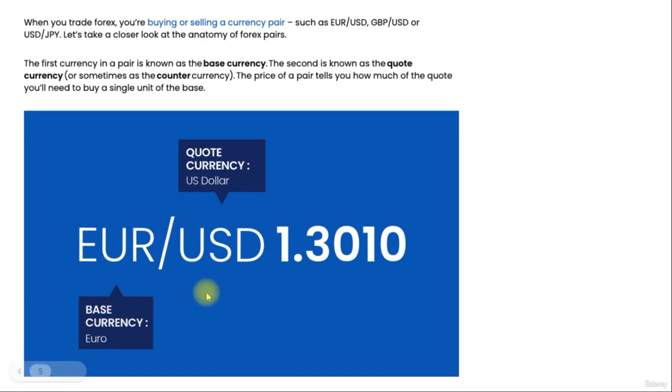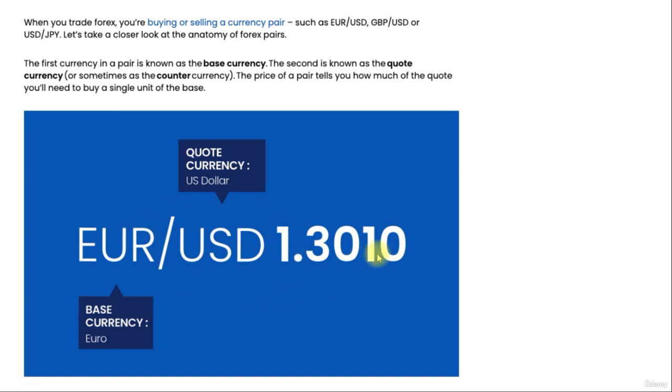Now let's take a closer look at the anatomy of a forex pair. The first currency of this pair is known as the base currency, and the second is known as the quote currency, sometimes also the counter currency. The price of a pair tells you how much of the quote currency you will need to buy a single unit of the base currency. Let's say for a pair of EUR/USD, EUR is your base currency and USD is the quote currency, and the price of this pair is 1.3010.